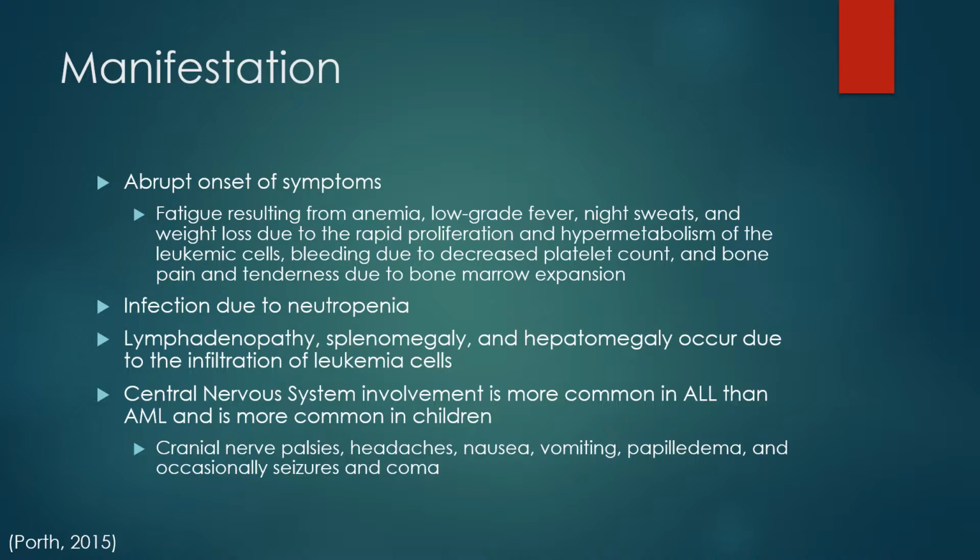Central nervous system involvement is common in acute lymphatic leukemia, and it's also common in children. If this were to occur, there would be signs and symptoms of cranial nerve palsy, headaches, nausea, vomiting, papilledema, and occasionally seizures and coma.